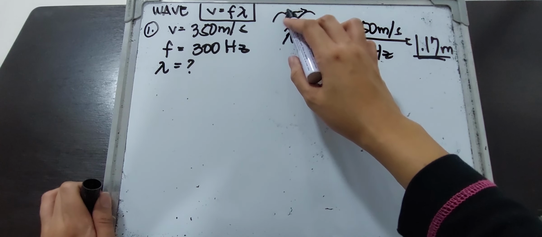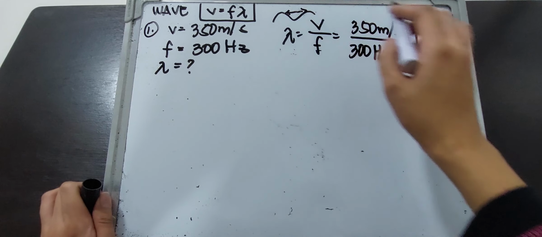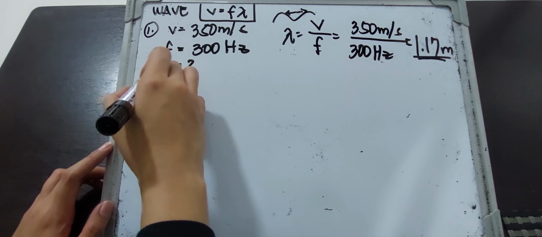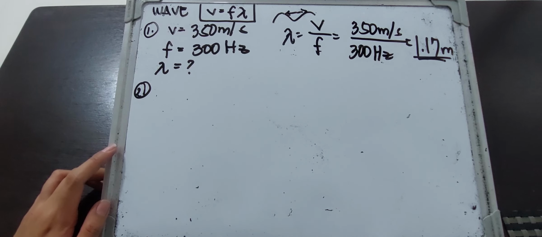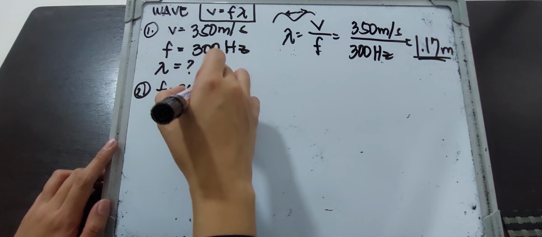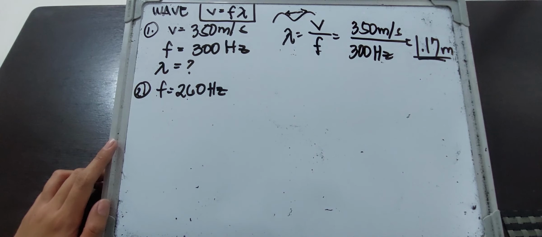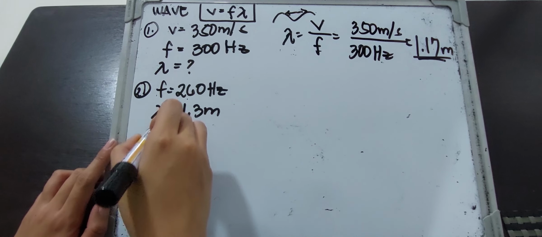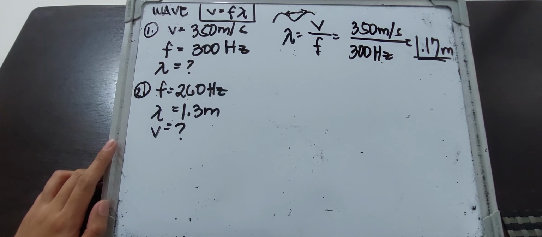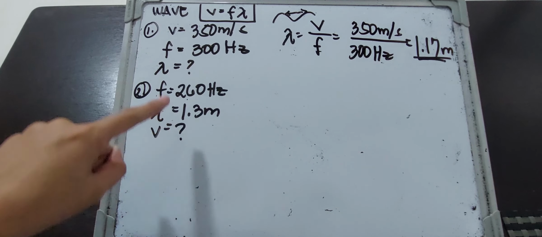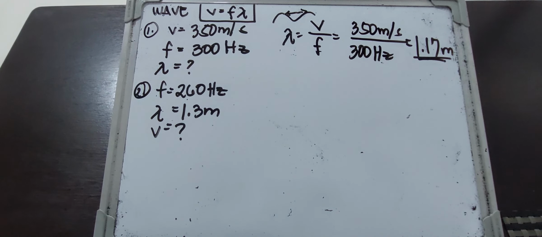But since again nga, we are looking for the wavelength. Ayan. So, we have the unit of meters. Okay? Number 2, again, this problem ay nandun sa isang recorded discussion. If a 260 Hz sound from tuning fork has a wavelength of 1.3 meters, at what speed does the sound travel?